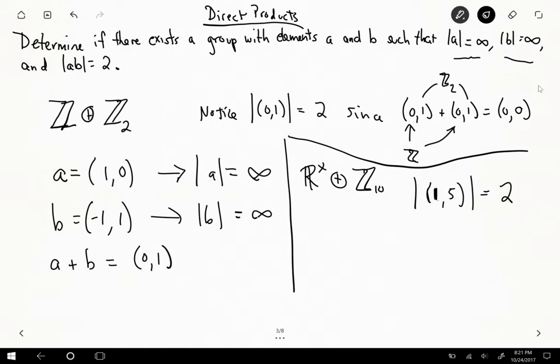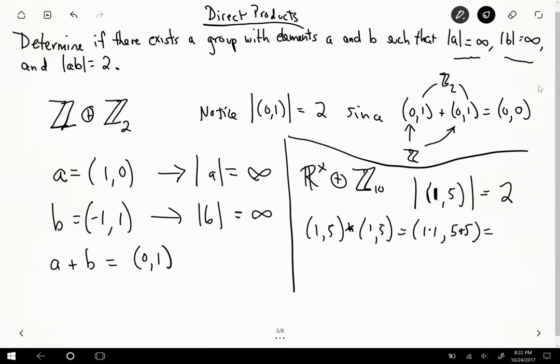Now we have 2 for our order, because the order of this element, when you multiply it by itself, you're going to get, so here, let me write this operation this way. If I do (1, 5), and then I'll put a star here for the operation that's going on here, and another (1, 5). What does that mean? Well, that equals 1 times 1 in that first coordinate, and it should be 5 plus 5, and we're reducing mod 10 in that second coordinate. So this equals 1, and then in this case 0, which happens to be our identity.